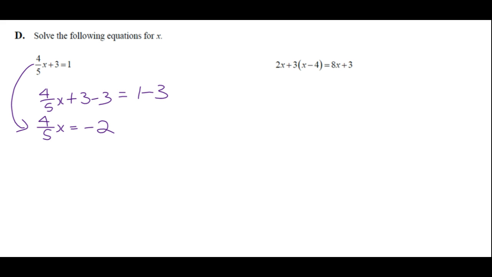So I can do the same thing to both sides. Okay? So that's kind of, if it's me, I'm just writing this, right? I'm just going to subtract 3 from both sides, and 1 minus 3 is negative 2. Okay, now what do we do?